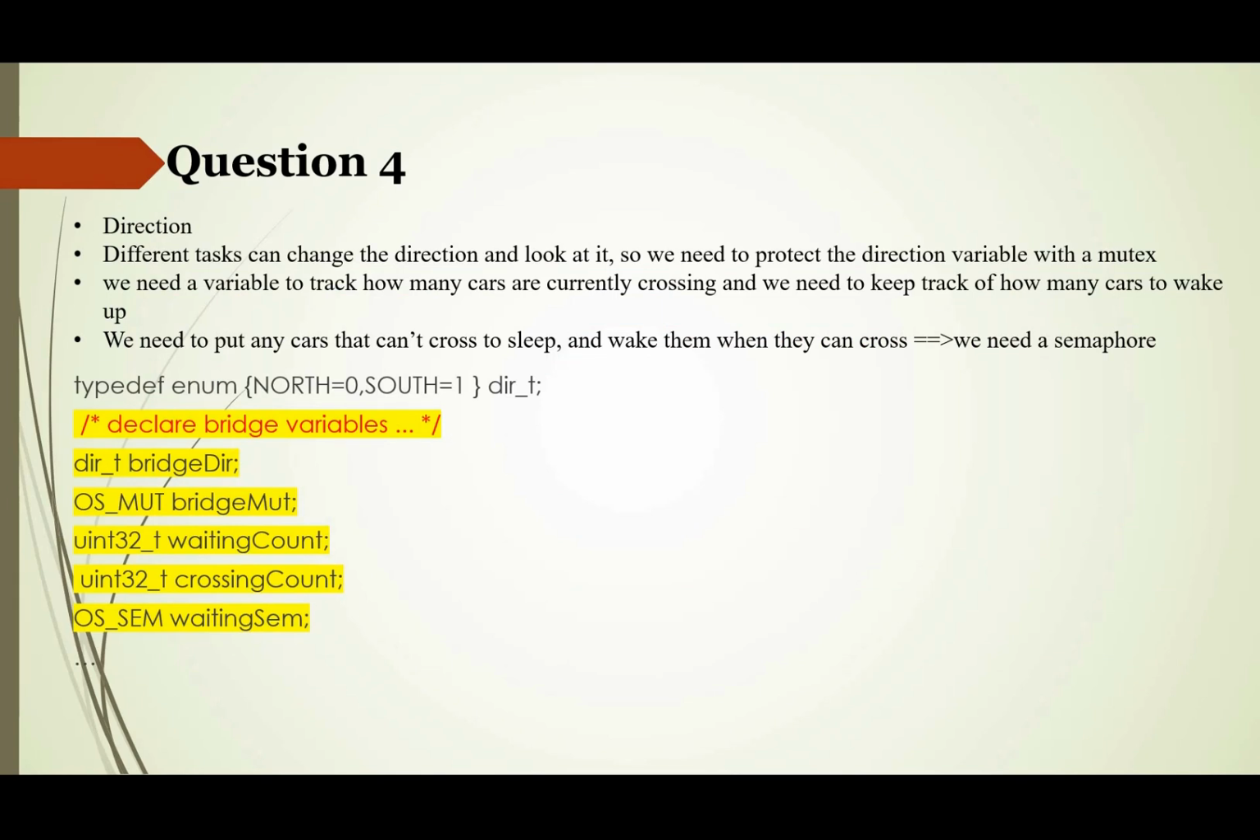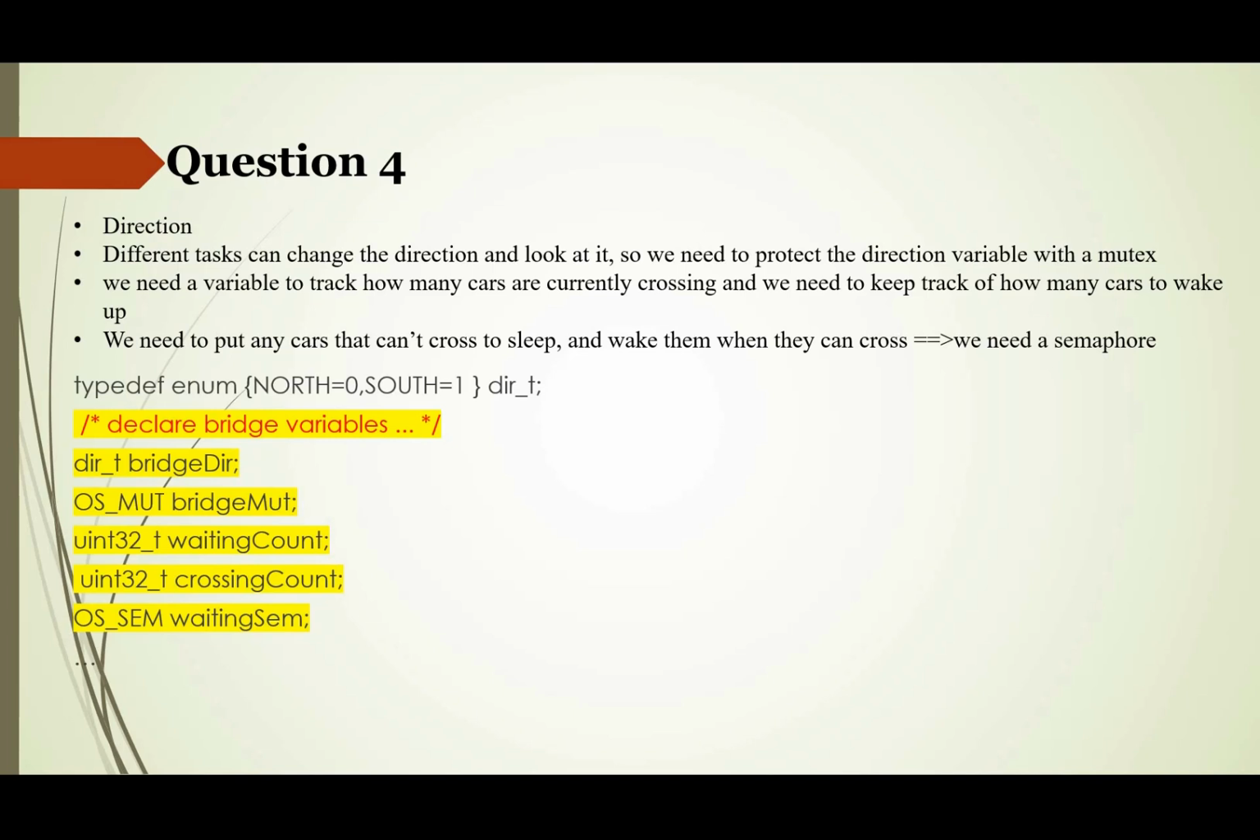So what do we need here? Basically, for a bridge, the first important thing is the direction, right? We want to have a direction attribute on this bridge at any point in time, because we want to know which direction is allowed at a specific time. So we need a variable which is direction. Different tasks can change the direction and look at it, right? So we need to protect the direction variable with a mutex. The last thing that we want is for the direction to be changed every time somebody enters the bridge, right? We need to protect that. It is not possible that everyone could change the direction.